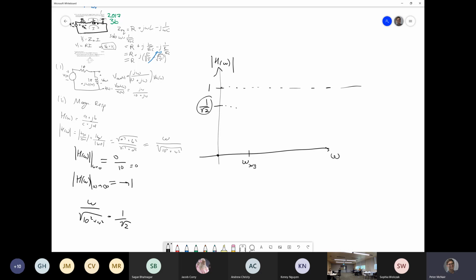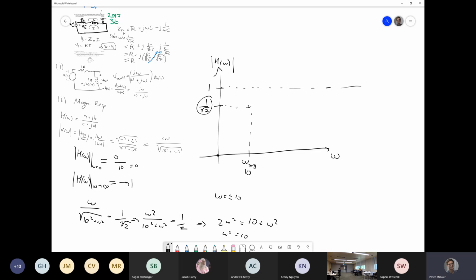So then omega squared on 10 squared plus omega squared is equal to 1 on 2. And then this is just going to turn into a simple equation to solve, right? So 2 omega squared is equal to 10 squared plus omega squared. Omega squared equals 10 squared. So then omega is plus or minus 10. So at 10, it's 1 on root 2. That gives us another point.